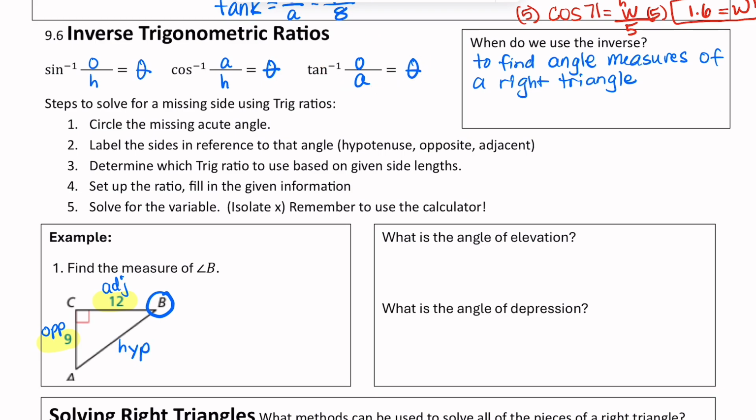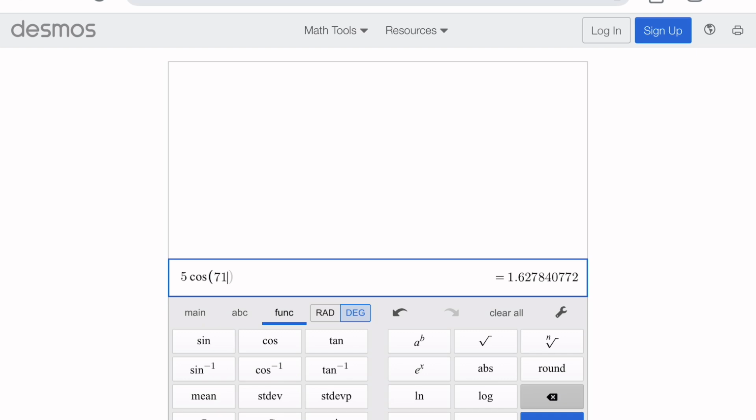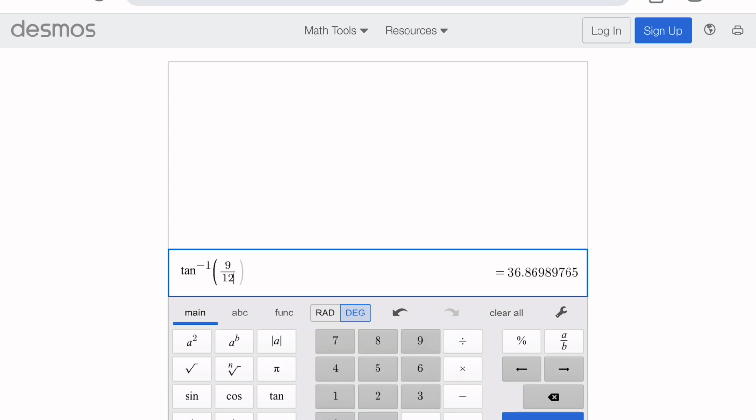Well, it's tangent. So I'm going to write down tangent^-1 of opposite, which is 9, divided by adjacent, which is 12, is equal to theta. And then when we go to put this in the calculator, if you're using the Desmos calculator, you can see there's no -1s on here. So what I have to do is hit function, and then those pop up. We are using tangent^-1 of, then we need to go back to main so we can get our numbers, 9 divided by 12. And we get our answer. Our answer is 36.9 degrees.